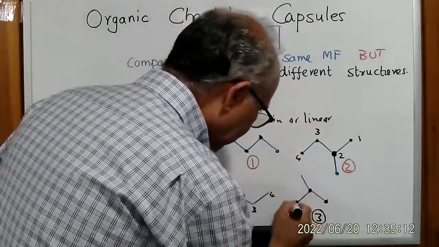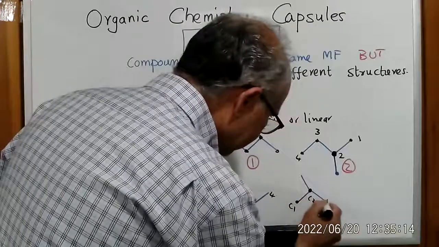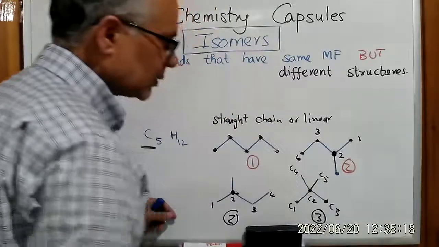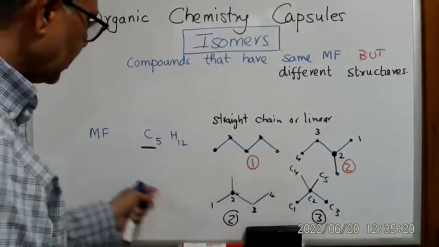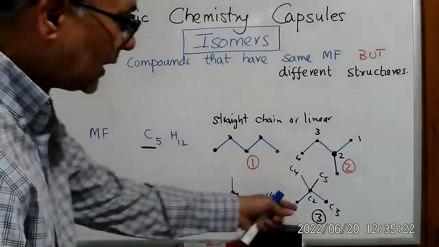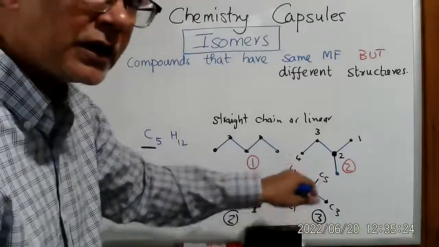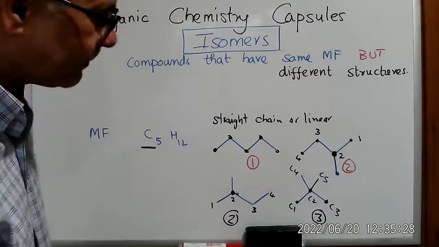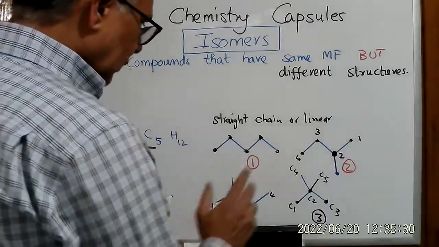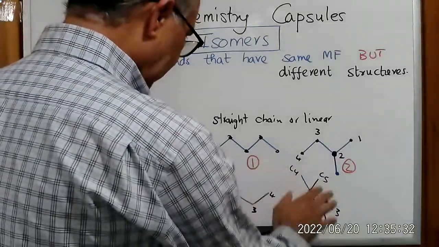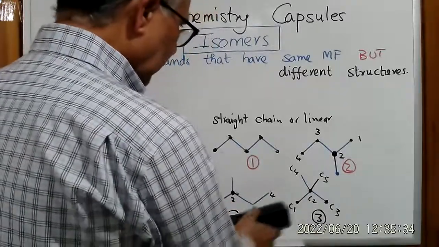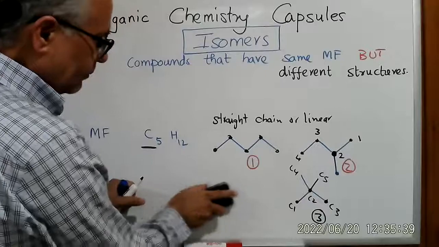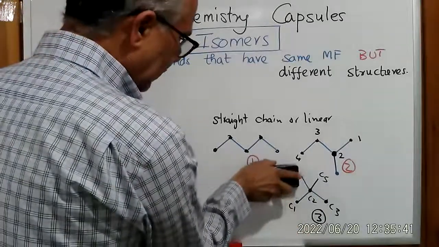So we are adding 2 carbons at carbon 3. So C1, C2, C3, C4, C5. So 5 carbons, 12 hydrogens. That is a different structure. That's a unique structure. Now I'll draw one more. Before I go there, let me clean this up first. These two are the same, so I'll erase one, and erase all this.